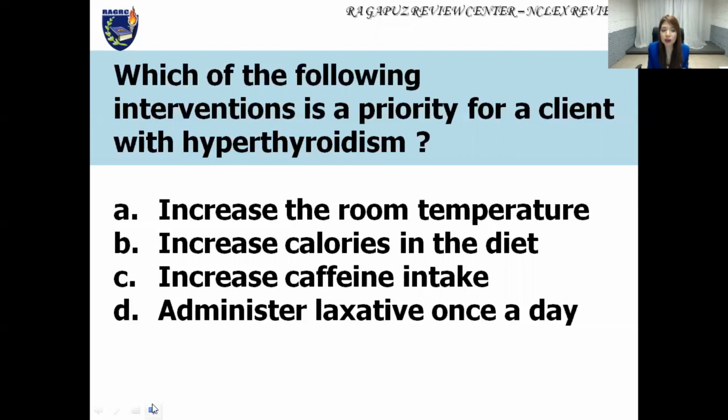So that will lead us to answer letter B. You are correct. Letter B, increase calories in the diet, because we want to increase the nutrition of the client to counteract the diarrhea and the weight loss of the client.